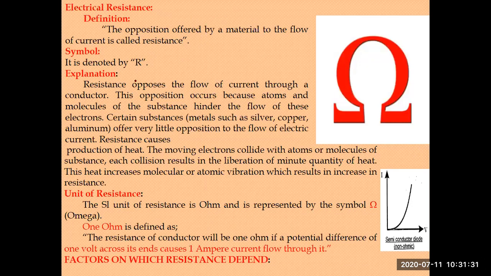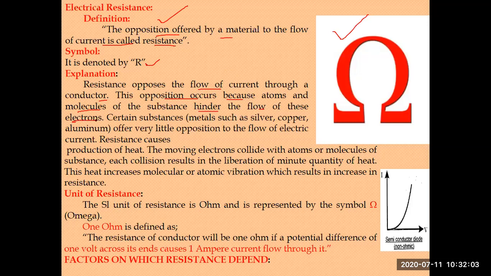So here is the concept of resistance. What is resistance? Resistance is represented by this sign, called ohm. The opposition offered by a material to the flow of the current is called resistance. It is denoted by R. Resistance opposes the flow of the current through the conductor. The opposition occurs because the atoms and the molecules of the substance hinder the flow of these electrons.